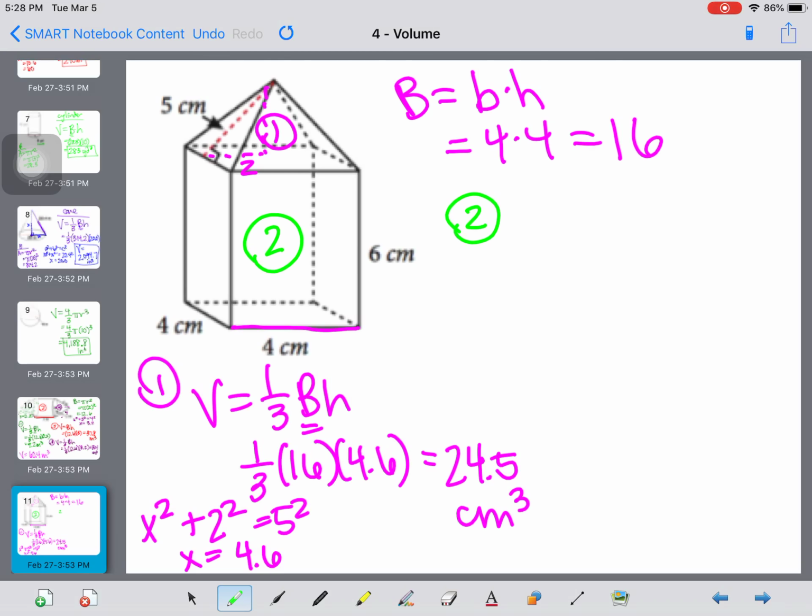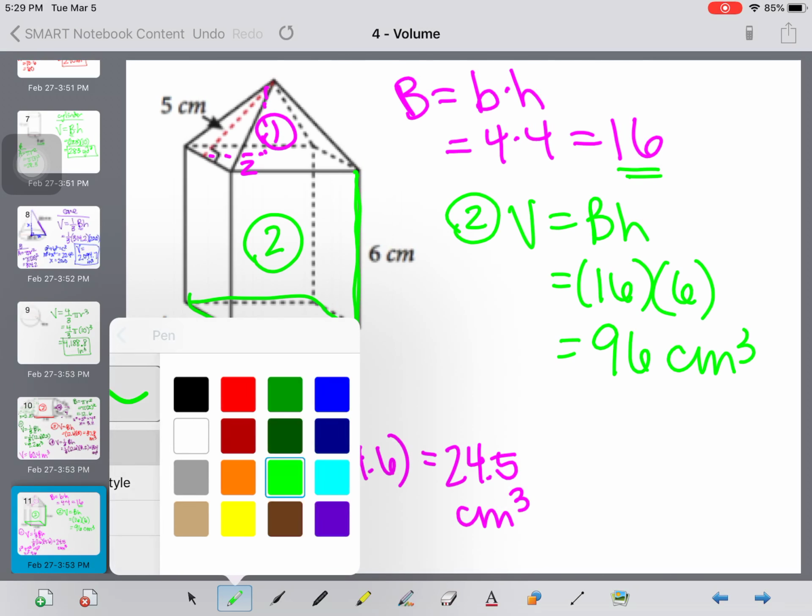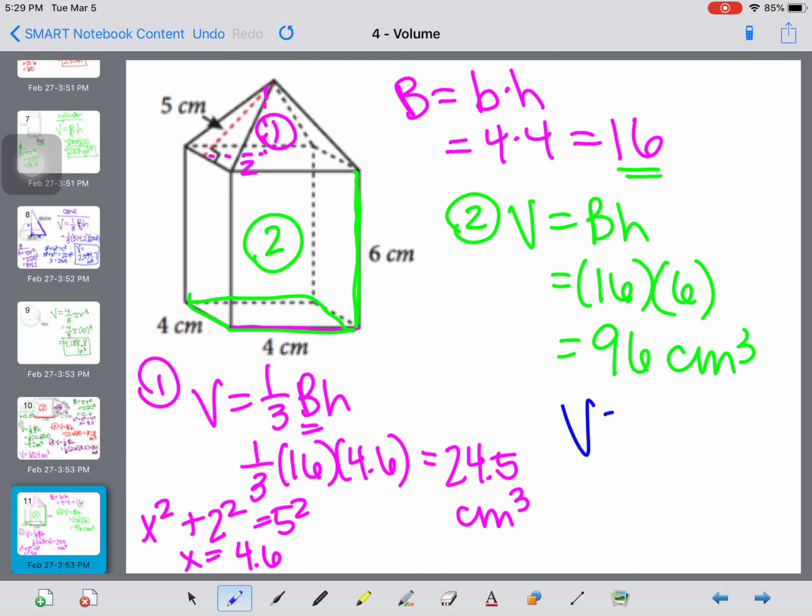For region 2, this is a prism, so volume equals big B times little h. Again, I already know my big B is the 16 from before, since they have the same square base for both shapes. My height, the distance from the bottom to the top, is 6. And so this one's a little simpler. You just do 16 times 6, and you get a volume of 96 centimeters cubed. For your total volume then, you will do 96 plus 24.5, and your total volume is 120.5 centimeters cubed.